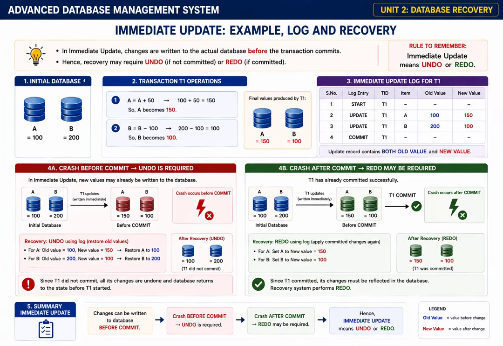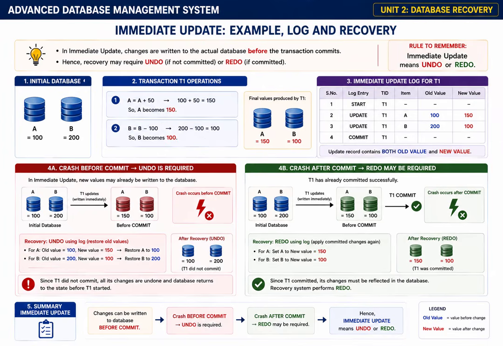Now, let us consider the other possibility. Suppose T1 has already completed successfully and reached commit, and then the system crashes. In this situation, T1 is a committed transaction. During recovery, the system can use the log to redo the changes. So A becomes 150 and B becomes 100.